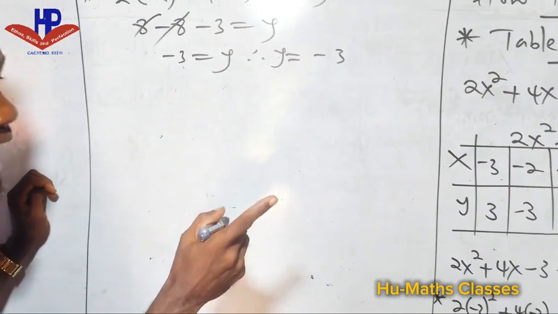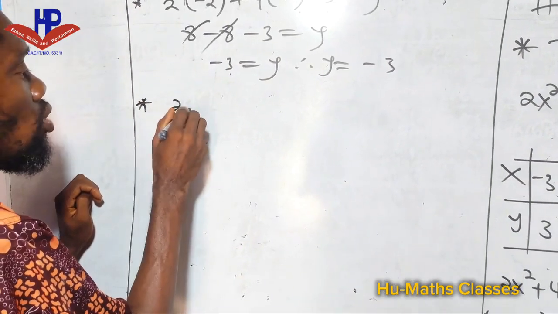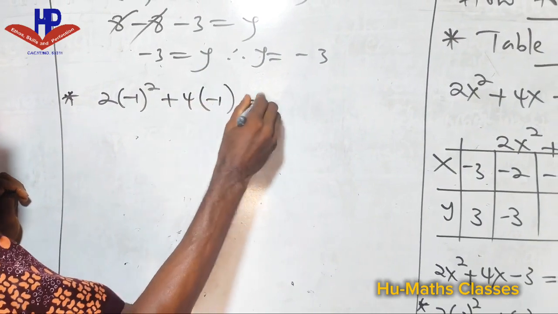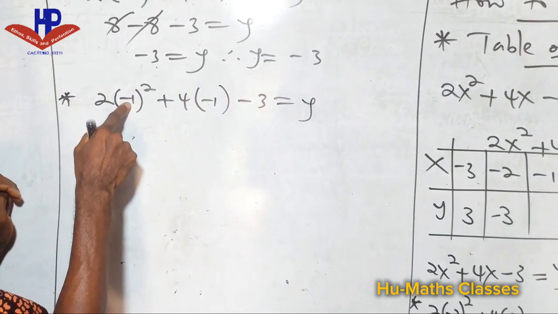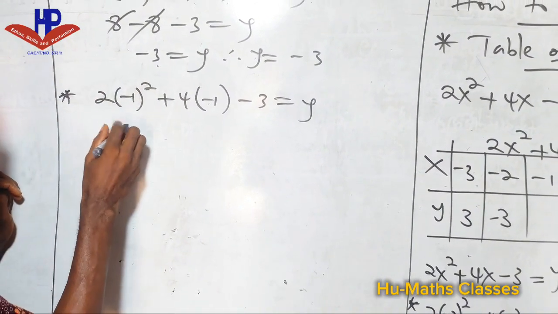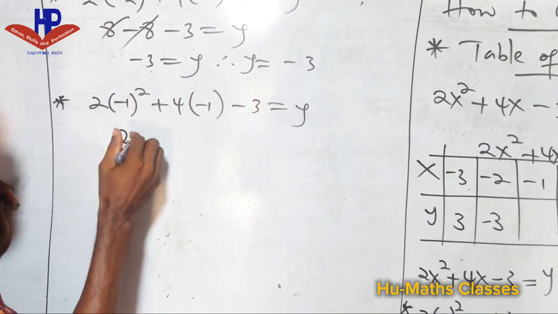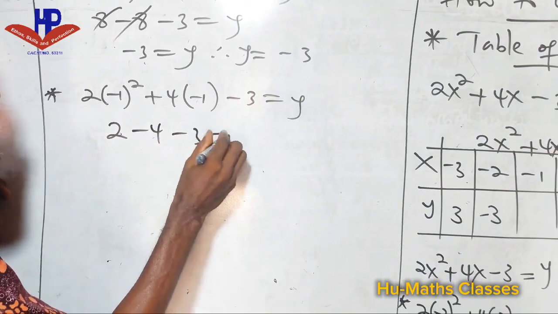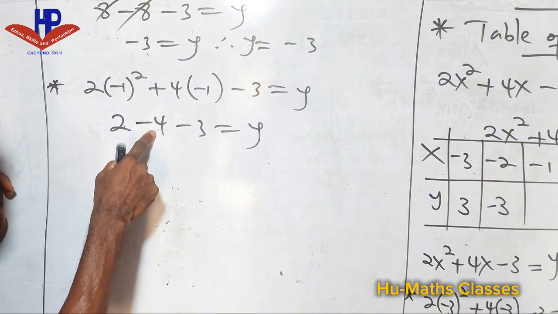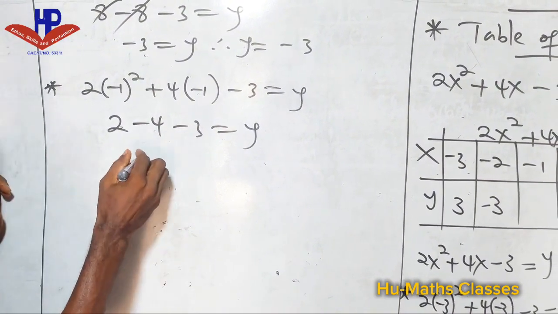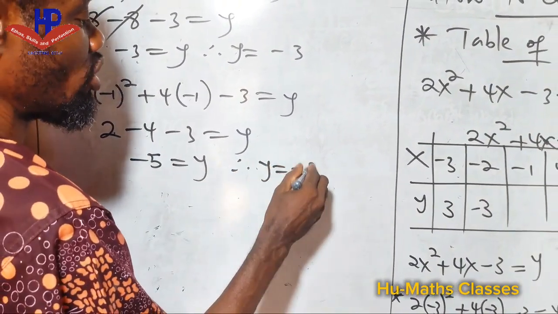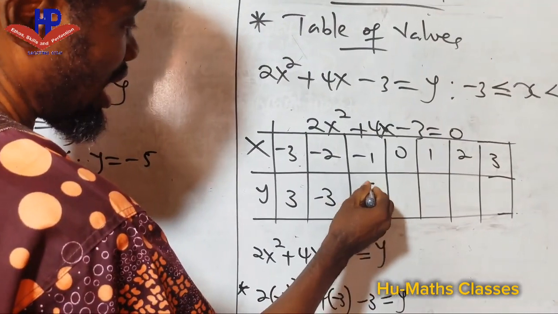When x is minus 1, what is y? You do 2 into minus 1 raised to power 2 plus 4 times minus 1 minus 3 is equal to y. Minus 1 raised to power 2 is minus 1 times minus 1. That will give us 1. Times 2 is 2. Plus 4 times minus 1 is minus 4. And minus 3 is equal to y. 2 minus 4 is minus 2. Minus 2 minus 3 is minus 5. I want to believe you know how to use your integers. Therefore, y is equal to minus 5. So here is minus 5.